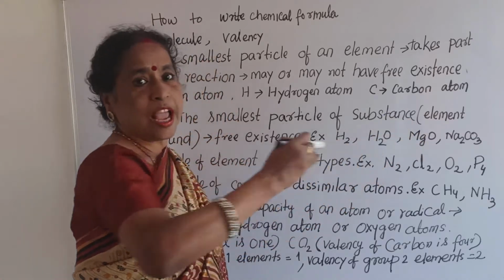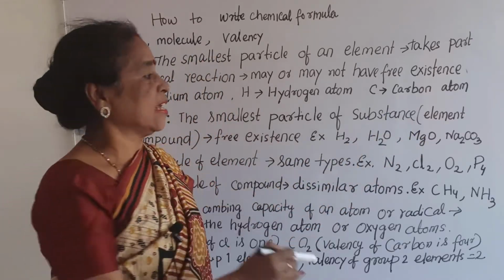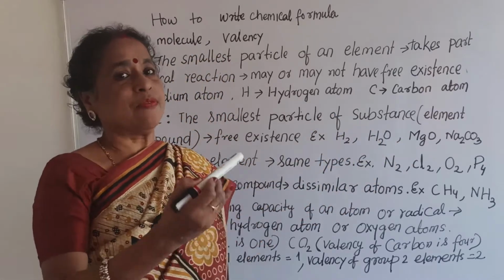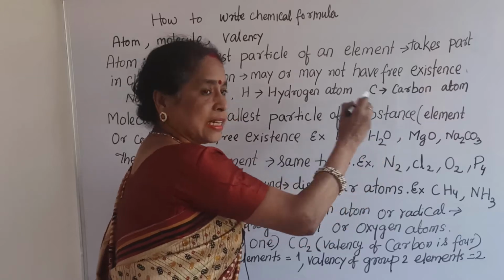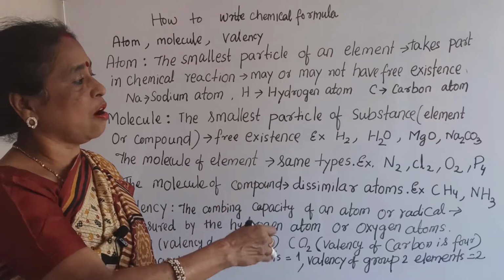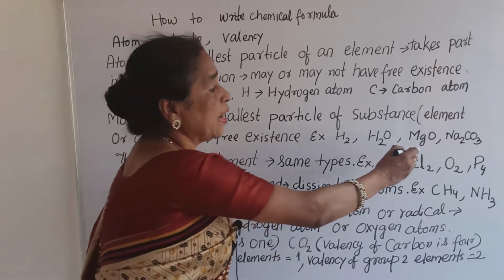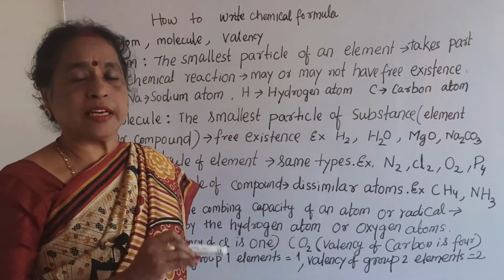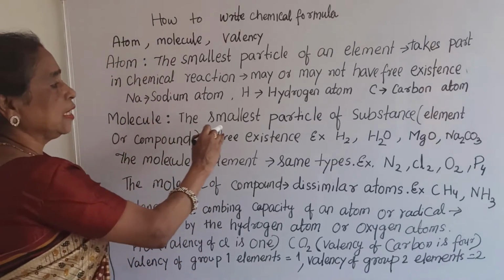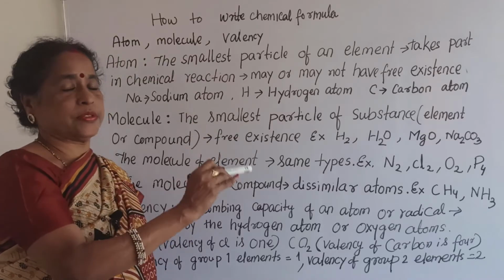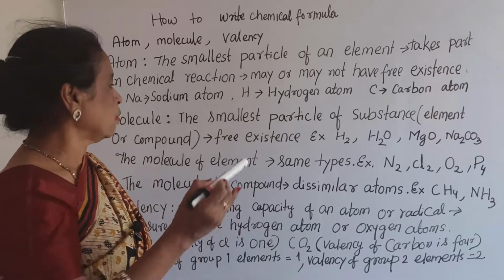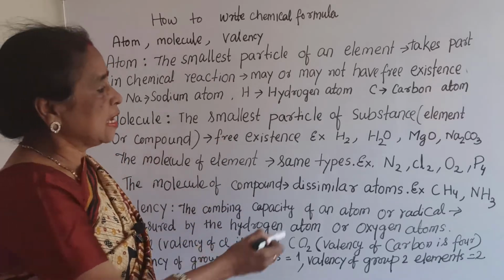Similarly MgO, magnesium oxide, that is also one molecule of magnesium oxide, or you can say the formula of magnesium oxide MgO, that is a compound. And similarly Na2CO3, how it will form, all the things that will be clear later. Now Na2CO3, that is sodium carbonate, that is also one compound. That means here I told molecule is the smallest particle of a substance. Substance may be an element or may be compound. It has free existence.